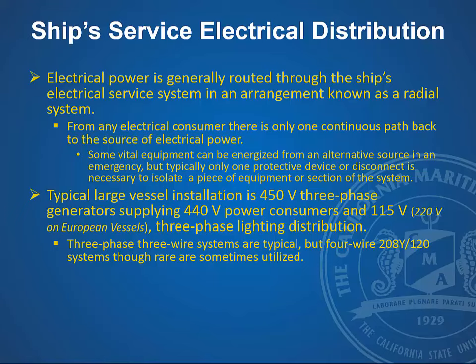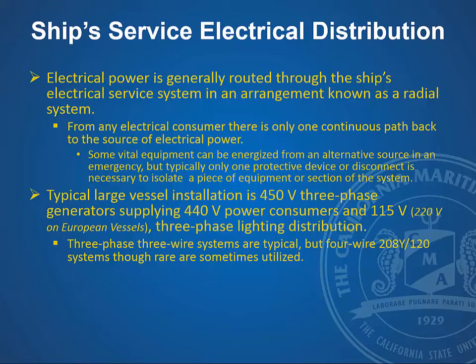There is a 4-wire system, which is, typical to any 3-phase, you would have 3 wires for each of the hot power leads coming in, and then you may have a neutral. A neutral is typically used on a merchant vessel with a delta type distribution system.